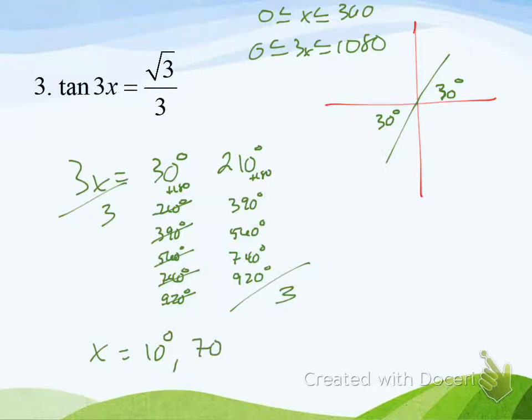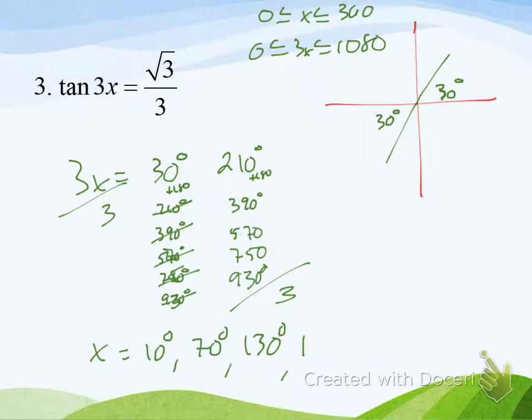210 divided by 3 is 70. 130, and then we go... wait, did I mess this up? Oh, this should be 570, I think. So I'd added my 180s wrong. If that's what you were thinking, then you were right. So 750 here, which means this would have been 750, and then 930 here would have made this 930. So I was off by 10.